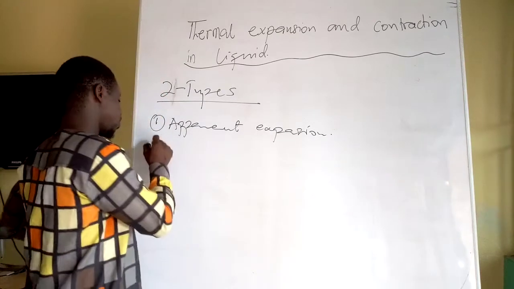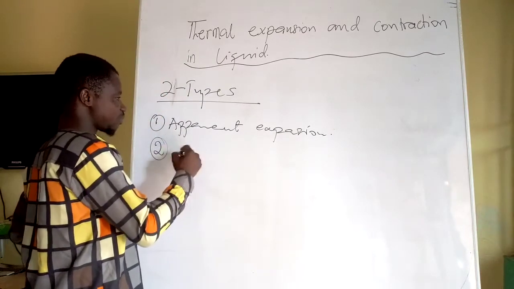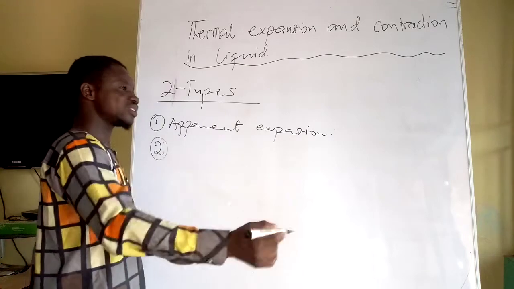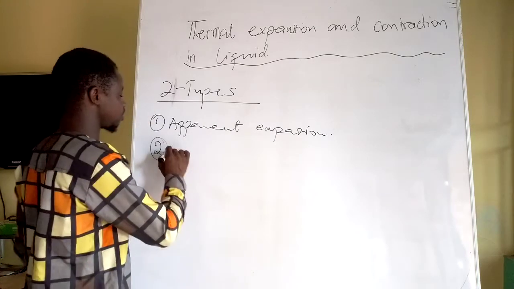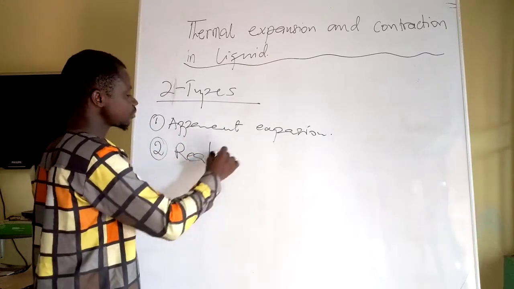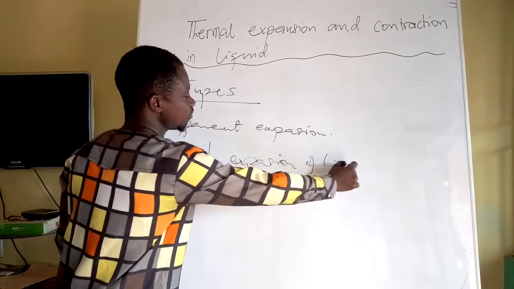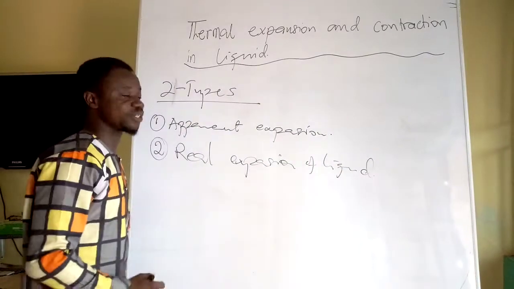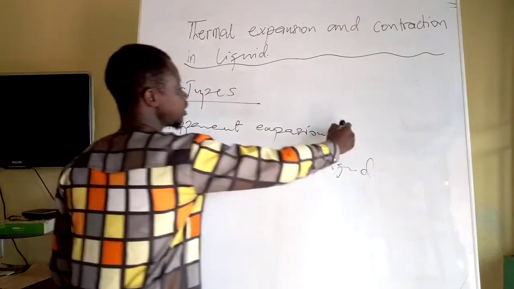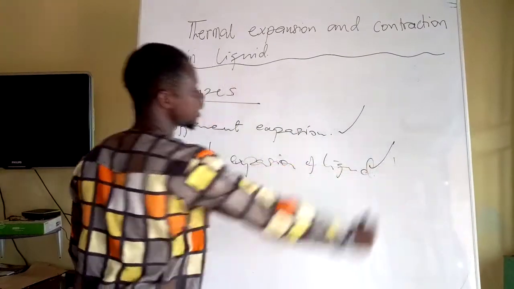However, when we consider the expansion of a liquid, whilst taking into consideration the expansion of the containing vessel, we call it the real expansion of liquid. So we have two types of thermal expansion: apparent expansion and real expansion of a liquid.